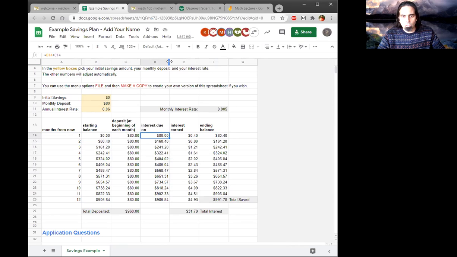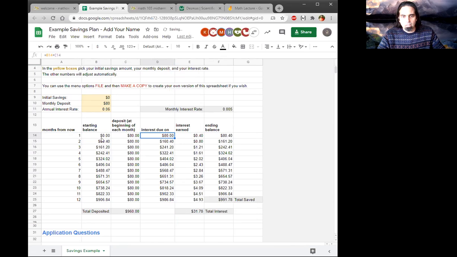Let me make that look one row. I need to pay interest on both these amounts, what was there and how much I just added. So $80 has interest due on it. What is the interest? I'm going to multiply the monthly interest rate by this number. So the formula is D14 times F11. And then the ending balance, I have to add these two.